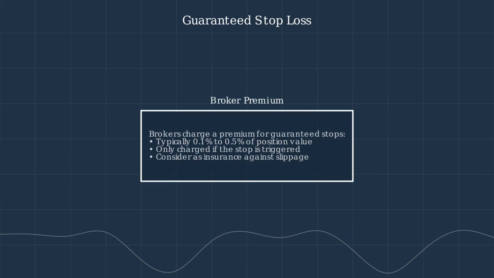This protection comes at a cost. Brokers charge a premium for guaranteed stops, typically ranging from 0.1 to 0.5% of your position value. The premium is usually only charged if the stop is triggered. Think of it as insurance against slippage during volatile market conditions.